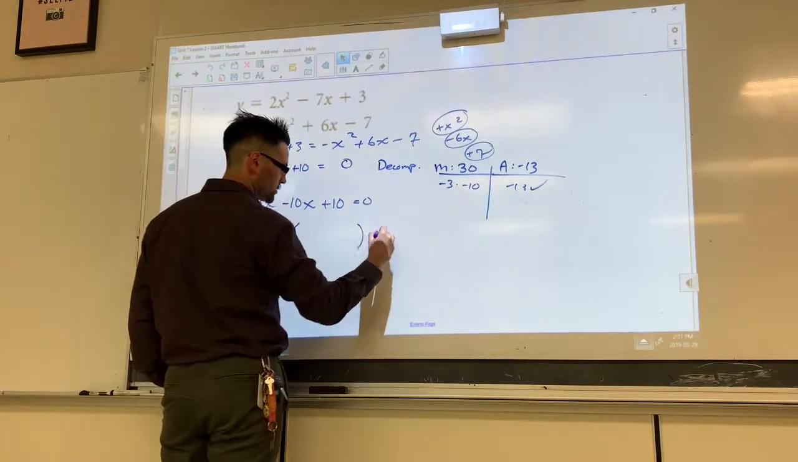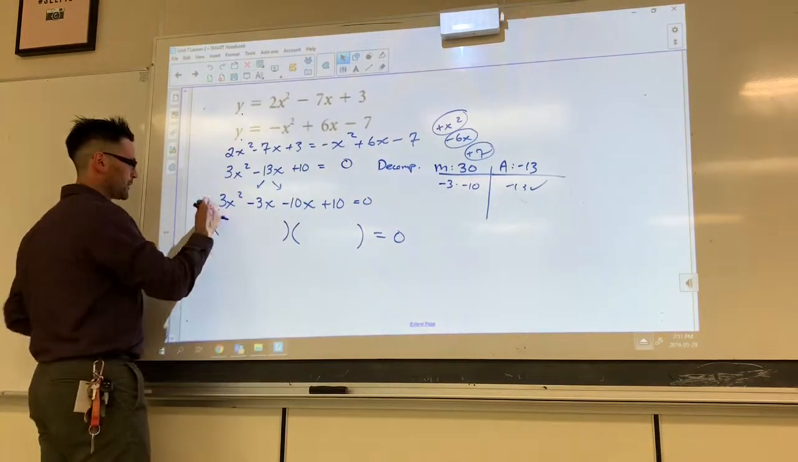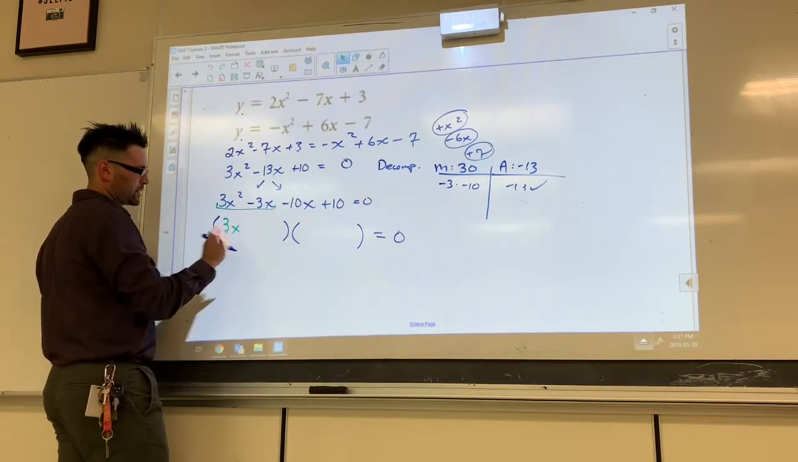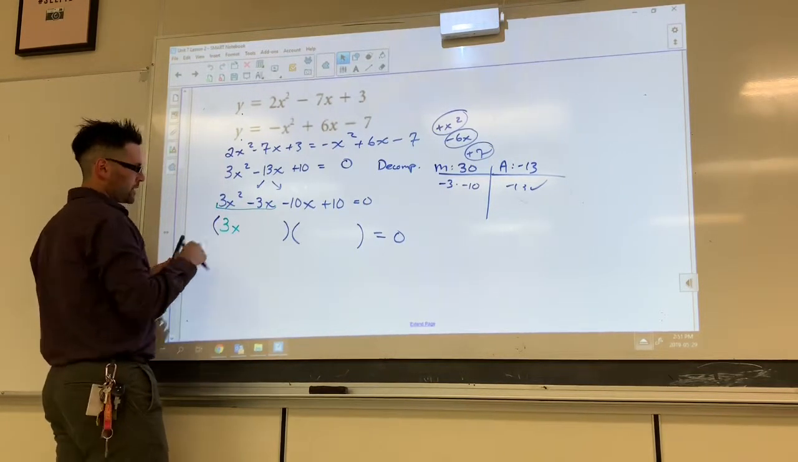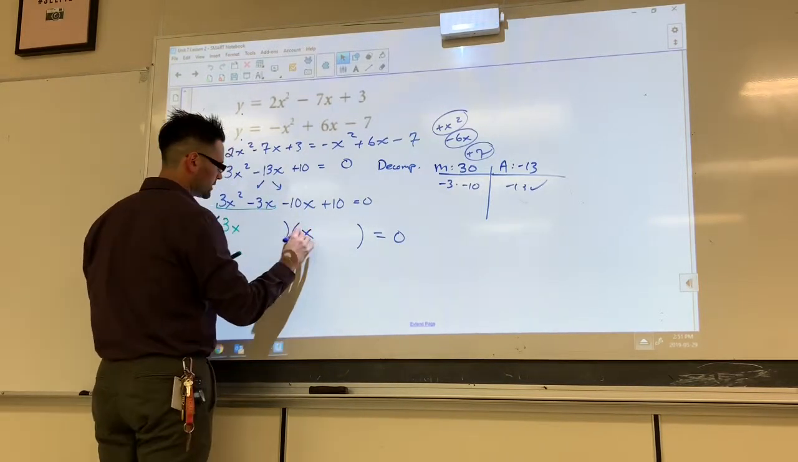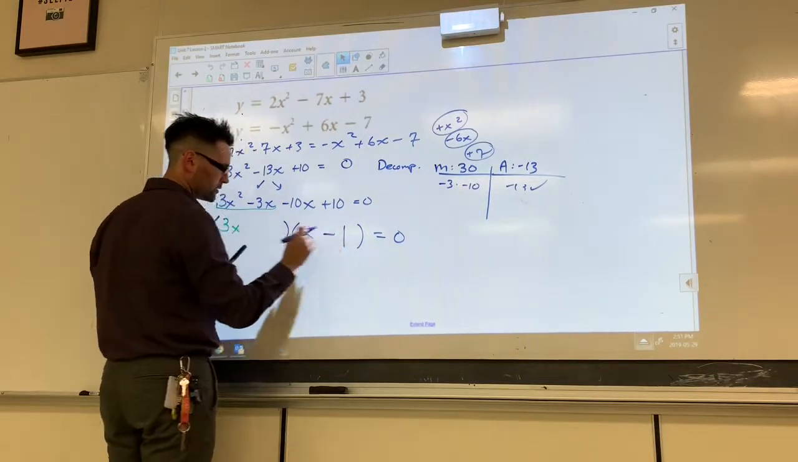Now, you guys have gotten used to that now, right? So I'm just going to be looking at the first two. And I'm thinking, okay, so my greatest common factor here is 3x. And then when I actually divide it out, 3x squared divided by this, I'm left with x. And negative 3x divided by 3x, I get negative 1.